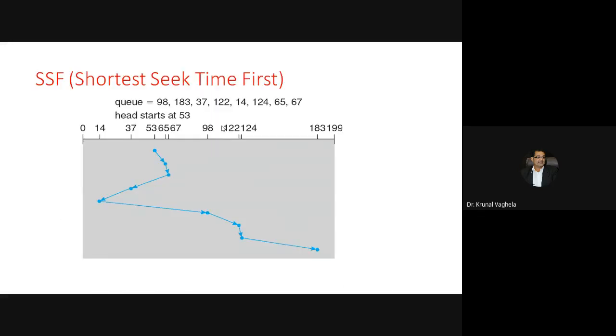Do this. Shortest seek time. So this is the queue: 98, 183, 37, 122, 14, 124, 65, 67. The head position will start at 53. Tell me the number of cylinders for first come first serve, as well as, I think for first come first serve we already saw. So give me the time for shortest seek time first.